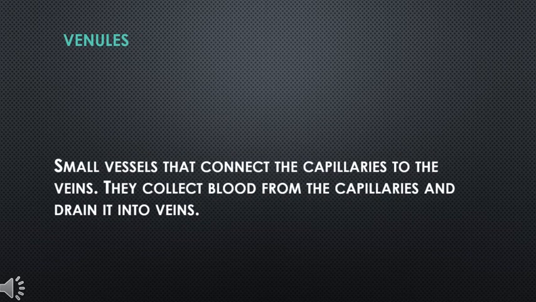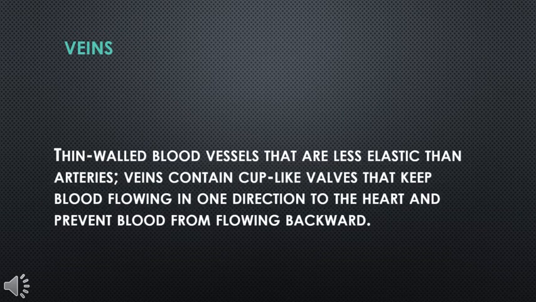Venules. Small vessels that connect the capillaries to the veins. They collect blood from the capillaries and drain it into veins. Veins. Thin-walled blood vessels that are less elastic than arteries. Veins contain cup-like valves that keep blood flowing in one direction to the heart and prevent blood from flowing backward.